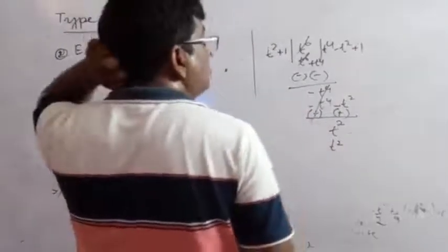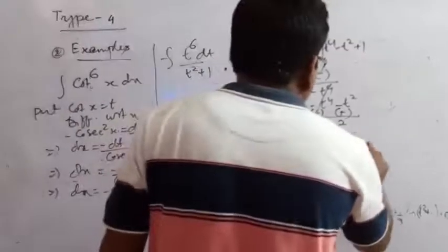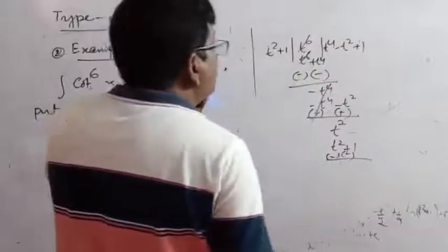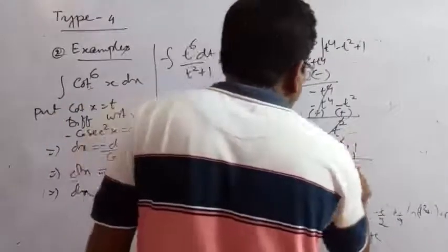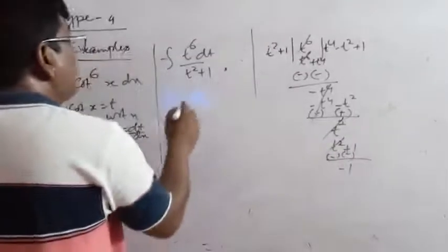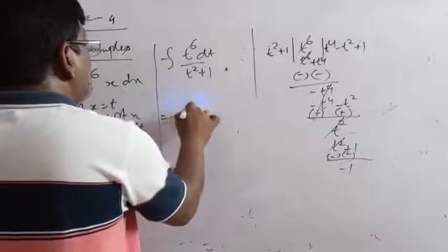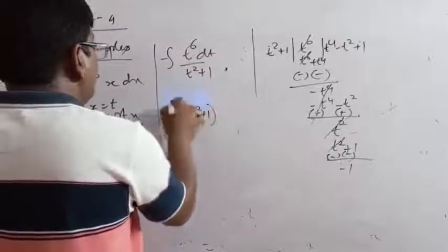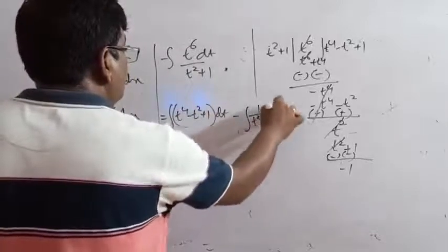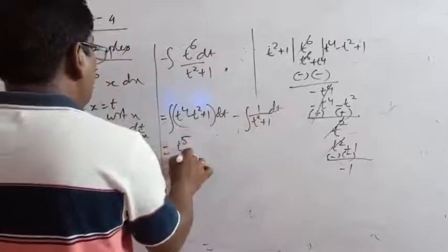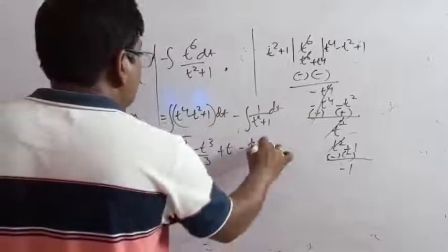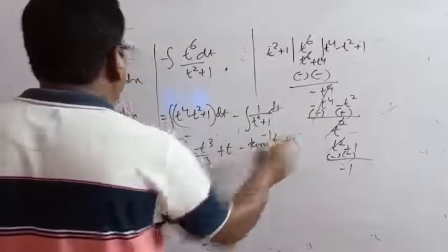t square plus 1 plus 1. So minus and this is minus, this cancels, so minus 1 is the remainder. So this will be the quotient t to the 4th minus t square plus 1 dt, and the remainder is minus 1 by t square plus 1 dt. So this is equal to t to the 5 by 5 minus t cube by 3 plus integration of 1, t, and this is tan inverse t, so plus c. Put t equal to what?